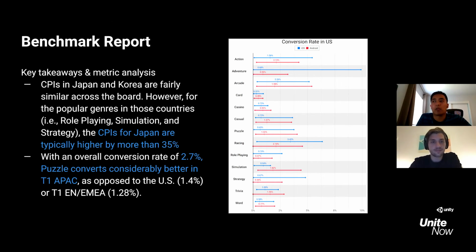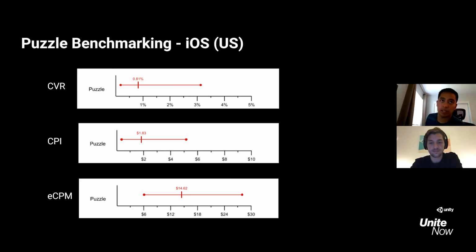Along with these benchmarking reports, there's also some various key takeaways we found while compiling and analyzing the data. You can see some examples here. But essentially, this is just a bunch of admonitions to help strengthen your UA campaign strategies when buying on the Unity network. So let's actually go over the specific KPIs for each example.